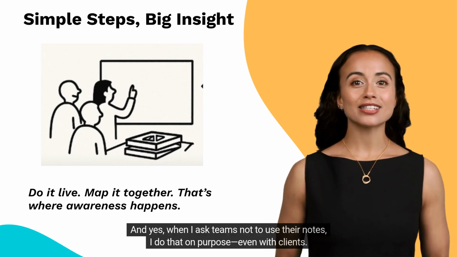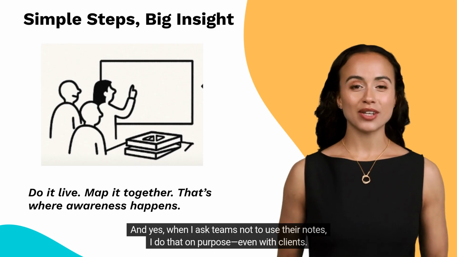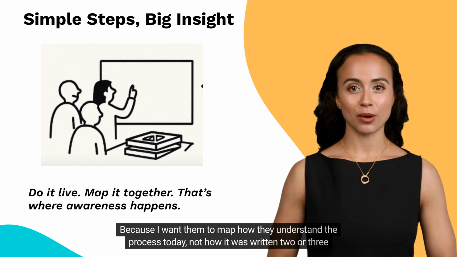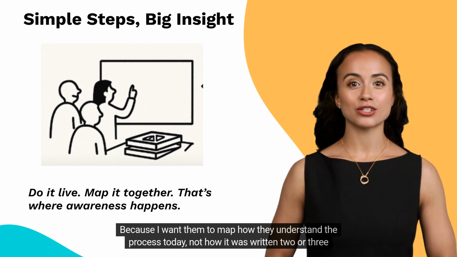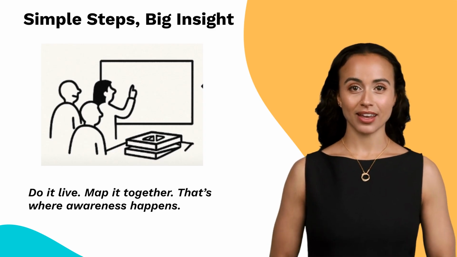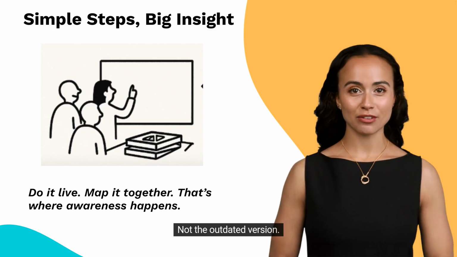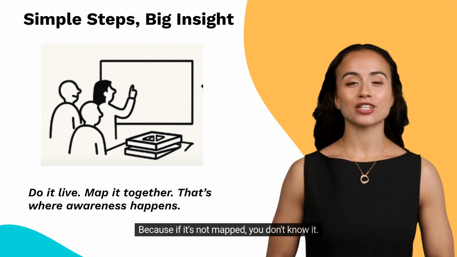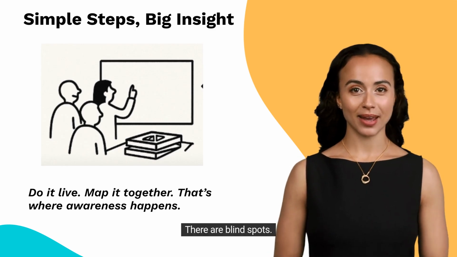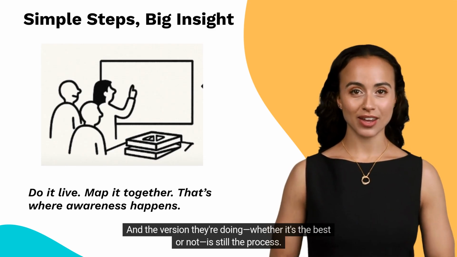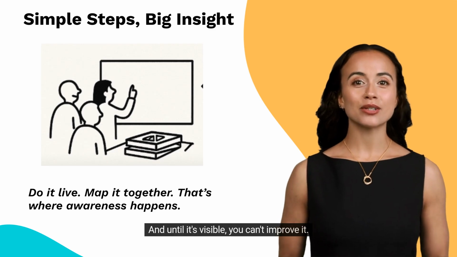And yes, when I ask teams not to use their notes, I do that on purpose, even with clients. Because I want them to map how they understand the process today, not how it was written 2 or 3 years ago. That's the point. We're capturing present state. Not the ideal, not the outdated version. Just what's actually happening now. Because if it's not mapped, you don't know it. There are blind spots. And the version they're doing, whether it's the best or not, is still the process. And until it's visible, you can't improve it.